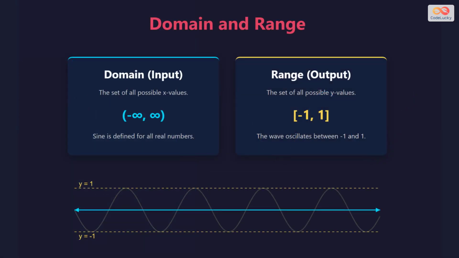Let's look at the domain and range. The domain is the set of all possible input values. Since you can take the sine of any angle, the domain is all real numbers, from -infinity to +infinity. The range is the set of output values. Because the wave is bounded, it never goes higher than 1 or lower than -1. Thus, the range is the closed interval from -1 to 1.